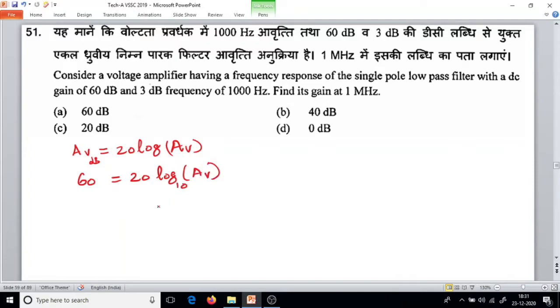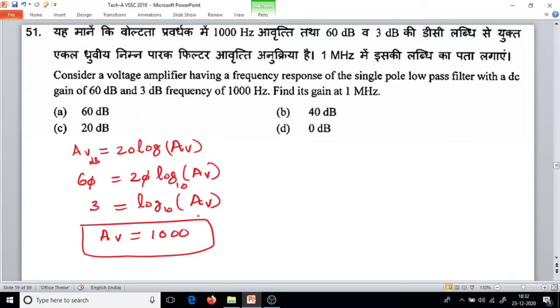Log, if we simply write it, means base 10 log. Now this can be simplified. The 0 goes, then I can divide both sides by 2, then I'll get 3 equals log 10 of AV. So what is AV? AV equals 1000. If we take log 10 of 1000, we will get 3. So AV we got. This is the DC gain.